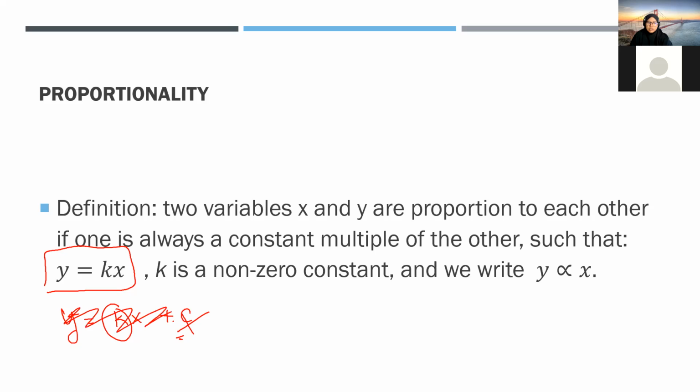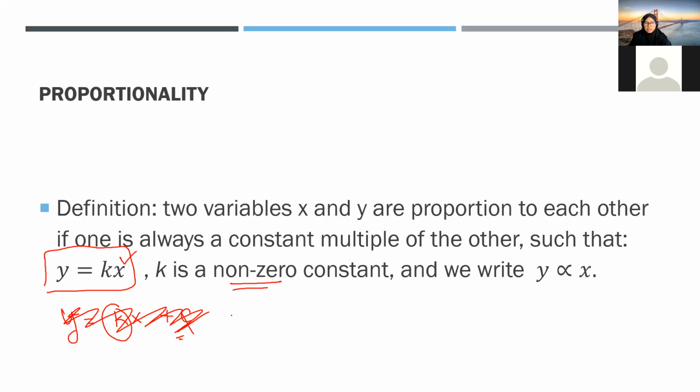Okay, so the key point right here is y equals kx. It's a constant multiplier of the other. And remember, in our case, we say that k is non-zero. It's not a zero constant, meaning that it can be negative as well.